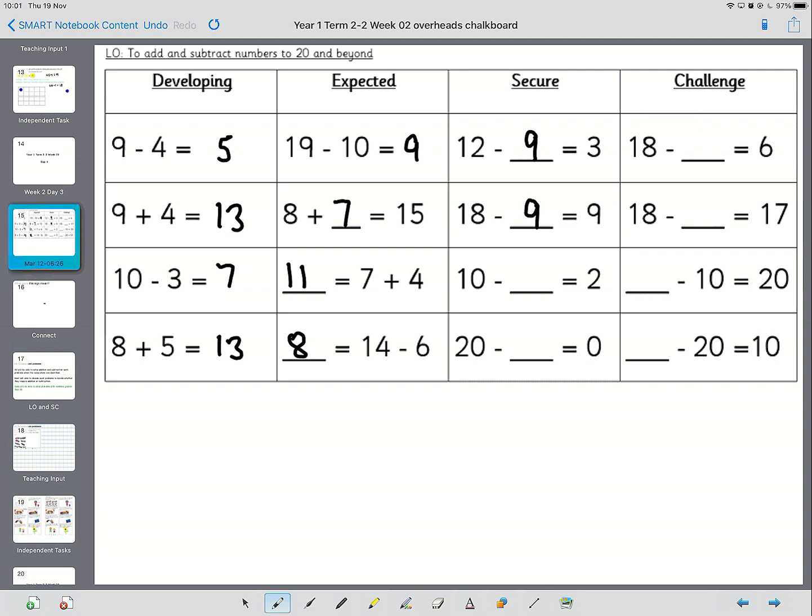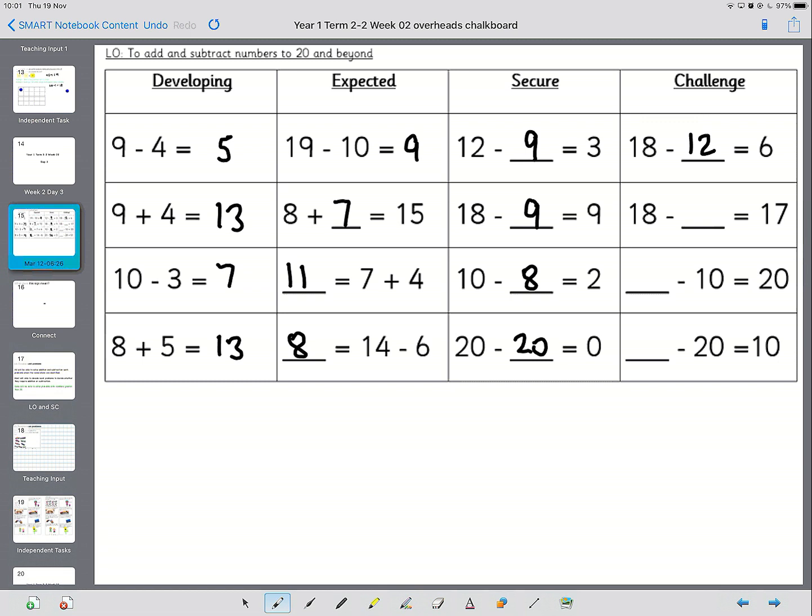10 minus something equals 2. If you know your number bonds to 10, that's going to be 10 minus 8. And then 20 minus something equals 0. We've got that rule that if you take away something from itself, it equals 0, so it's got to be 20. Then we've got 18 minus something equals 6. So you'd use your ruler, you count back 12, or using a number square, you drop down 10 and drop back another 2 to get you 12.